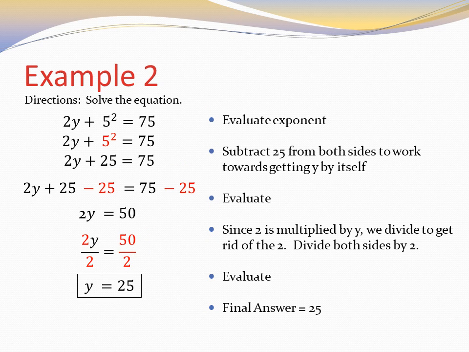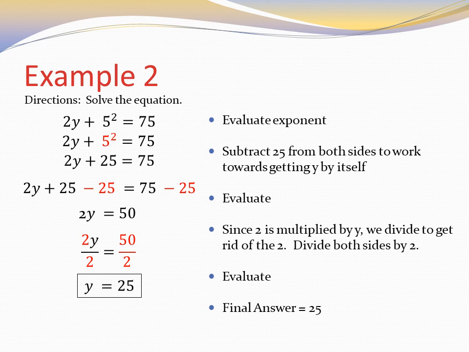So let's try another example. Same directions as the previous example, solve the equation. This time our variable is y, so the equation is 2y plus 5 squared equals 75. So the first thing is we want to get rid of that exponent, so we need to evaluate it. So 5 squared is 25. 5 squared, remember, is just 5 times 5. So then we are left with 2y plus 25 equals 75.